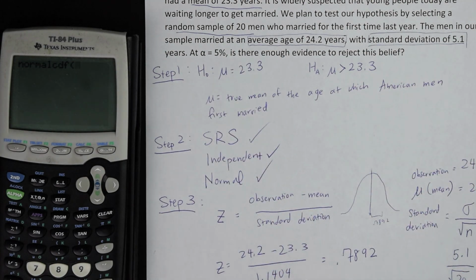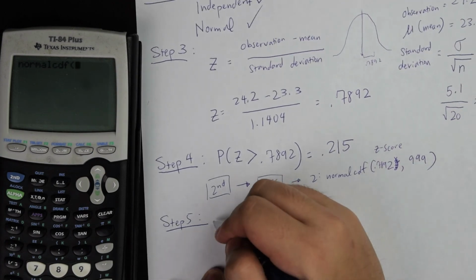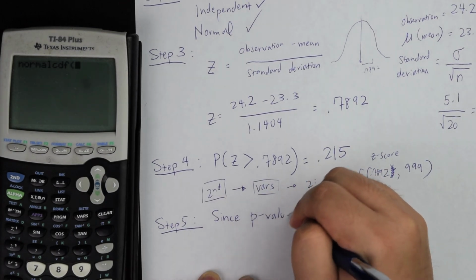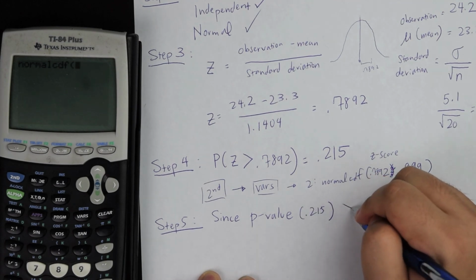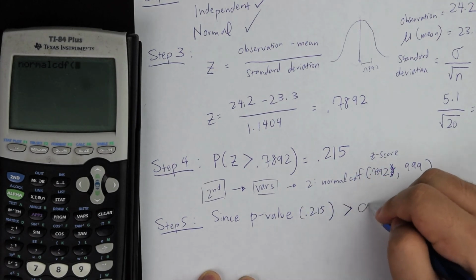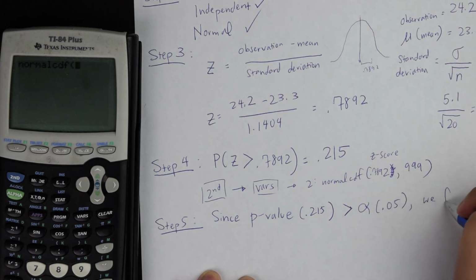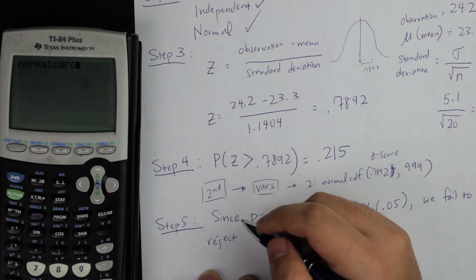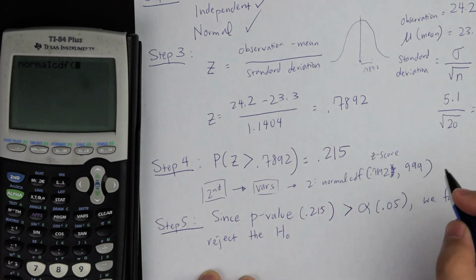If it was lower than, we can reject the null hypothesis, but because we are not lower than, we fail to reject the null hypothesis. And that is what I'm going to write. Since the p-value, which is 0.215, is greater than the alpha, which is 0.05, we fail to reject the null hypothesis, H0, or you can write null hypothesis.